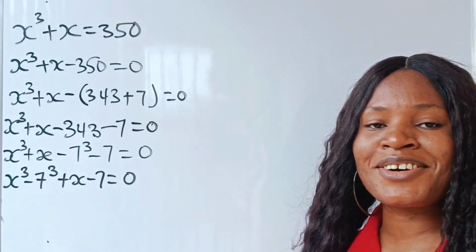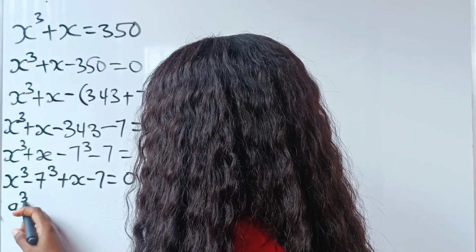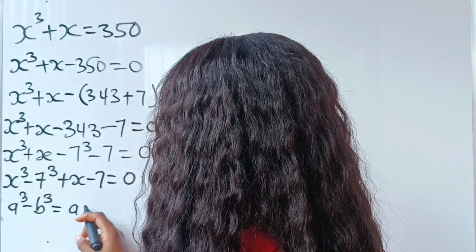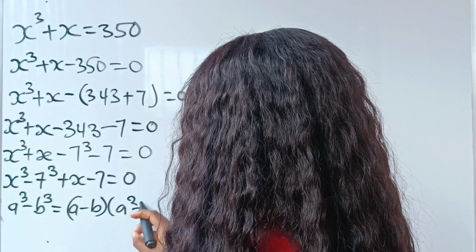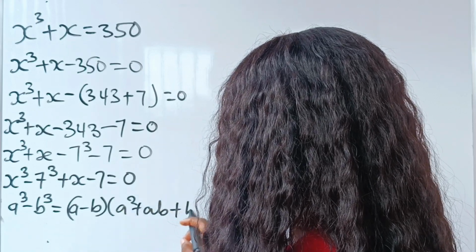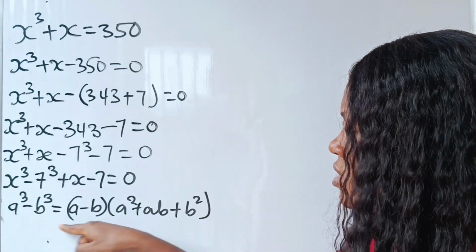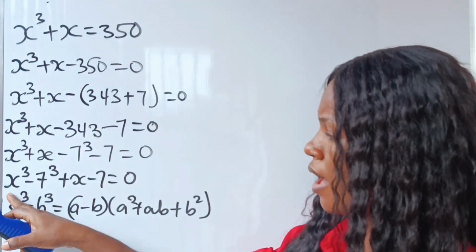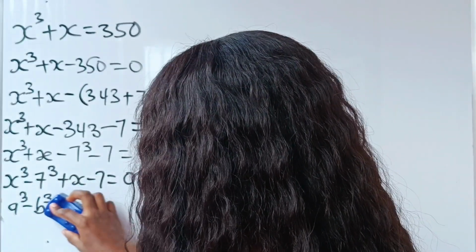Now let us recall this algebra identity that states that a to the power of 3 minus b to the power of 3 is equal to a minus b multiplied by a squared plus ab plus b squared. Okay, so we are going to express this in this form, where our a is equal to x and our b is equal to 7.